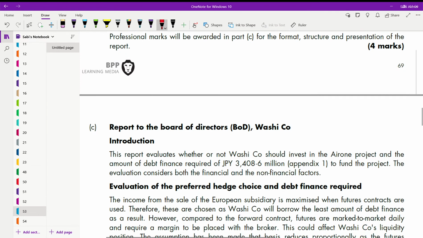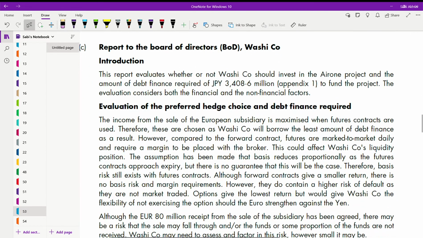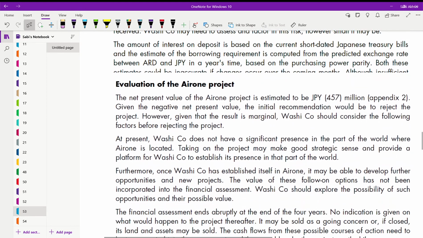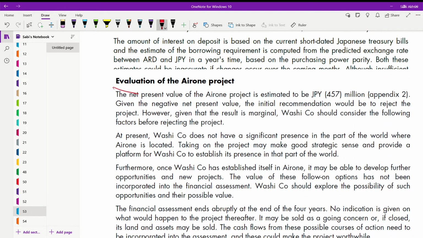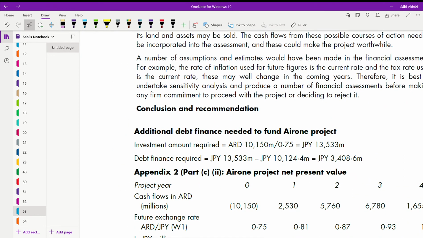So now coming to part C. My focus is all on part C. This is the report. I have given a full report here just to show you how an answer for a 50 marks question comes. You start with the introduction, then the evaluation of which choice and how much debt is required. Then the third topic is evaluation. This part of the report talks about the evaluation of the Heron project, and then conclusion and recommendation.